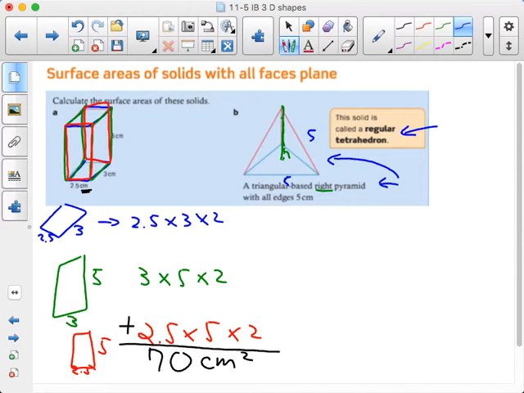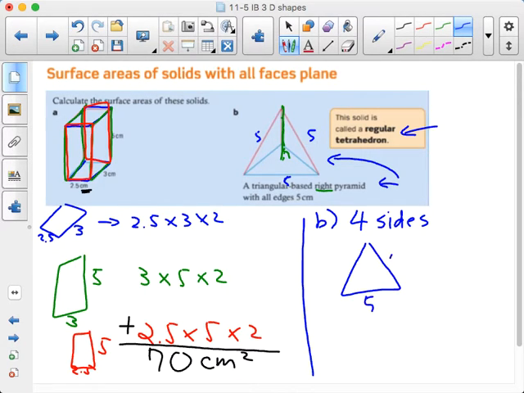Right, so think for a moment right now how many faces, right, how many sides this triangular base right pyramid has. Okay, so this pyramid has 4 sides. All of the sides are triangles that are 5 by 5 by 5. Right? So how do we find the area of that triangle?